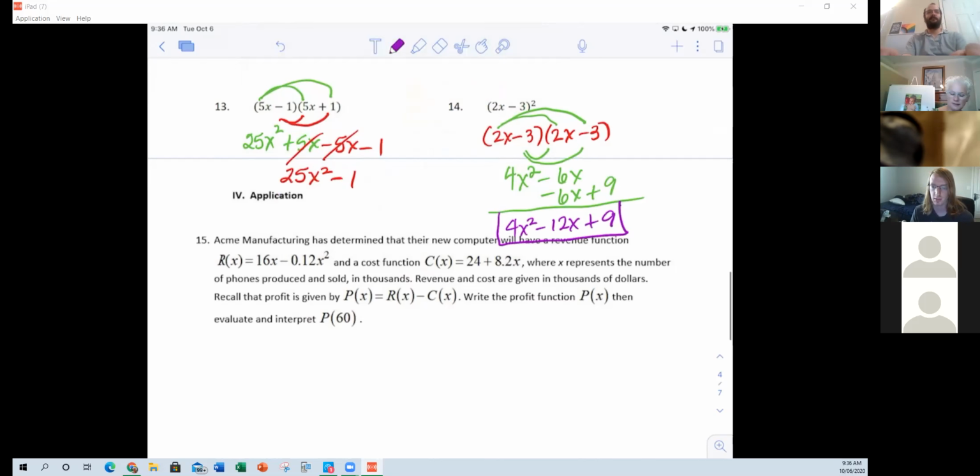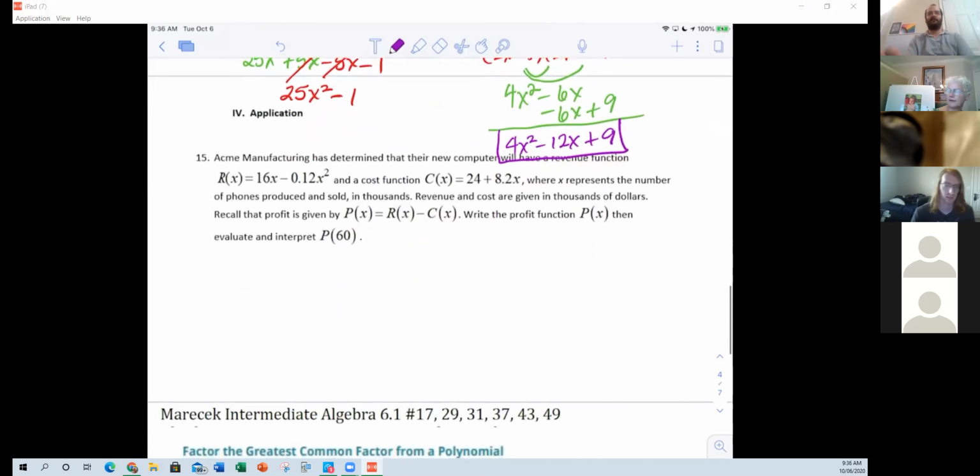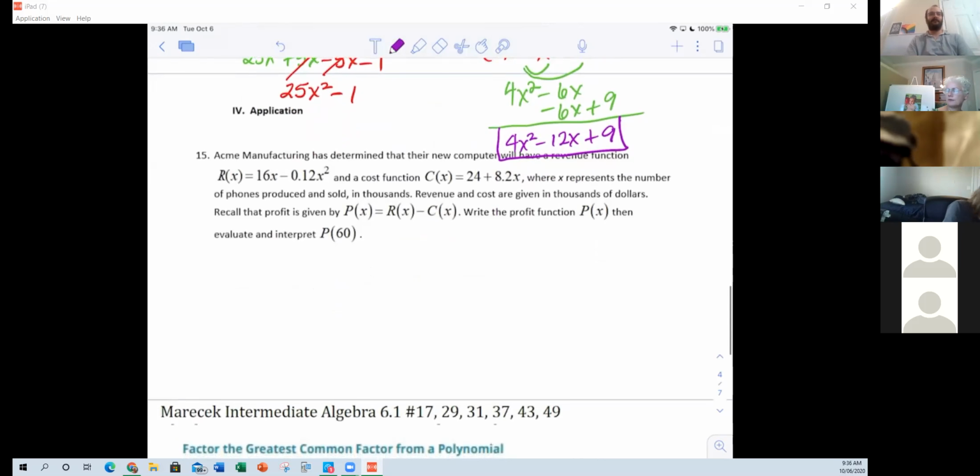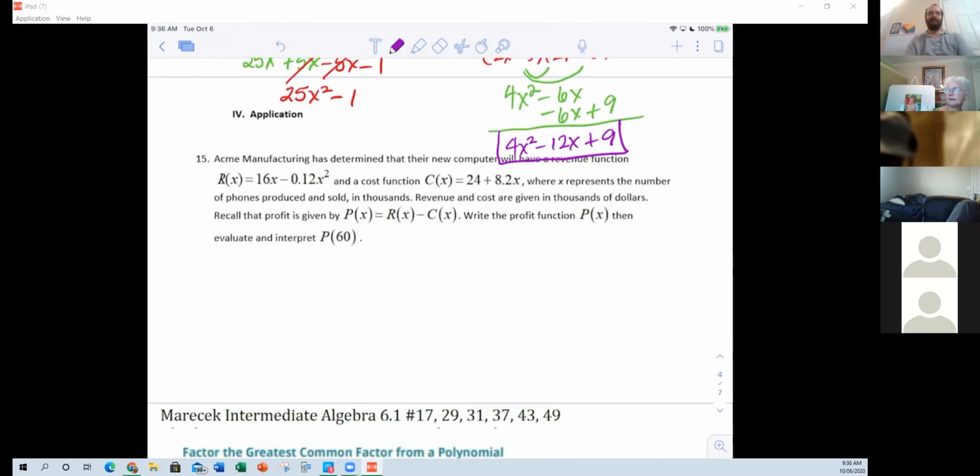Okay, so then these Acme manufacturing problems that talk about revenue and cost and profit, they look messy, but they're really not. It's just trying to show you an application for doing operations with different polynomials.